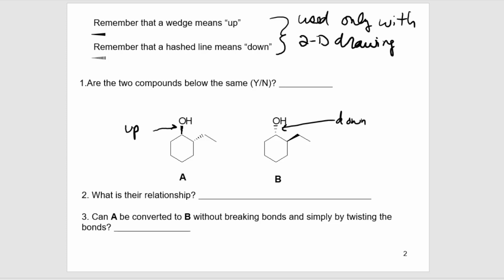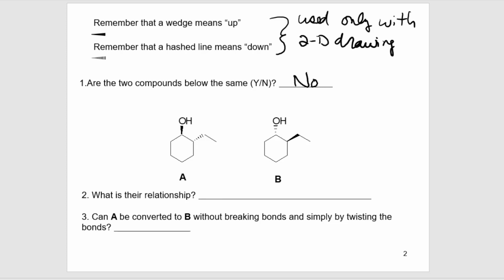Okay? Now let's just take a quick look at both of these molecules and compare. Going back to your stereochemistry unit, ask yourself, are A and B the same or different? Are they the same or different? Which is it? Well, to answer the first question, are the two compounds below the same? The answer is no, they are not.